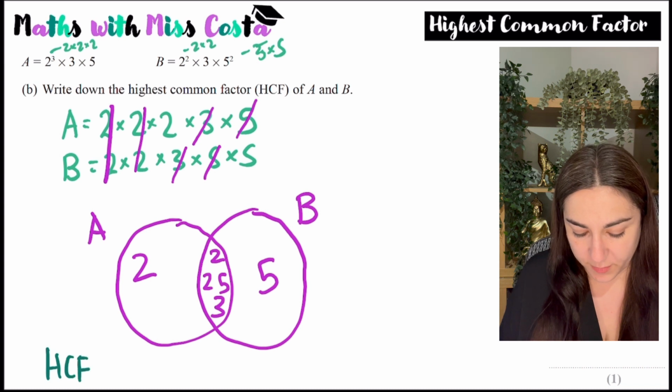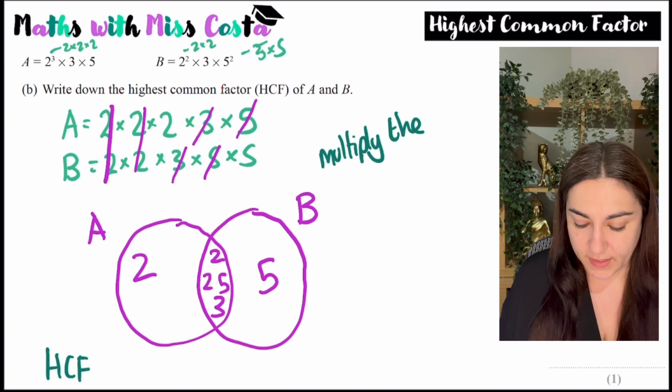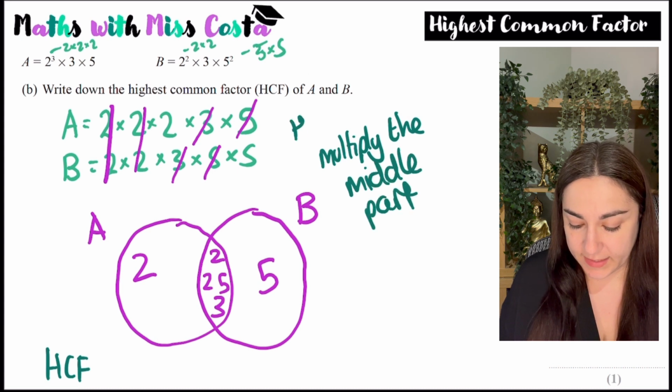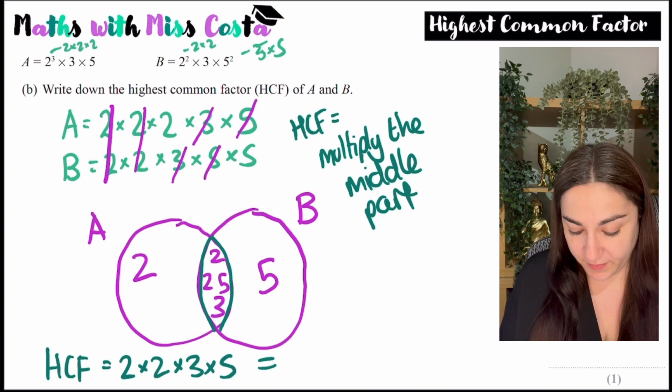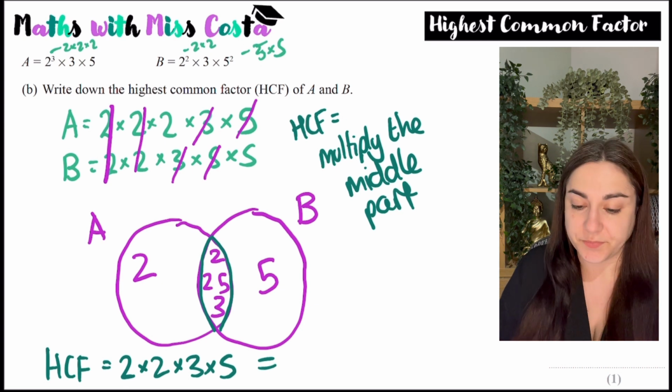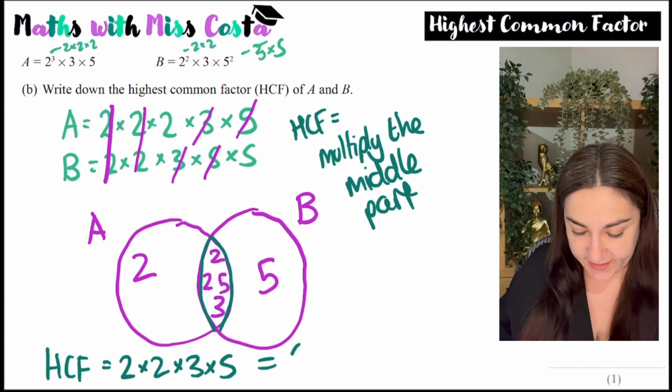Now the highest common factor is where you multiply the middle part, the crossover, the intersection. So for the highest common factor, when we're using a Venn diagram, we're just going to multiply everything in here. So it's going to be 2 times 2 times 3 times 5. And 2 times 2 times 3 times 5 is 60.